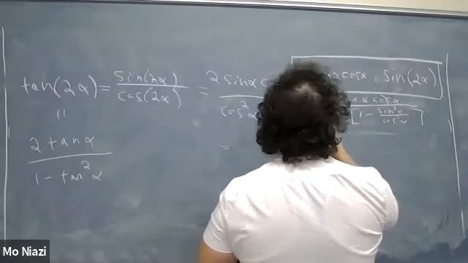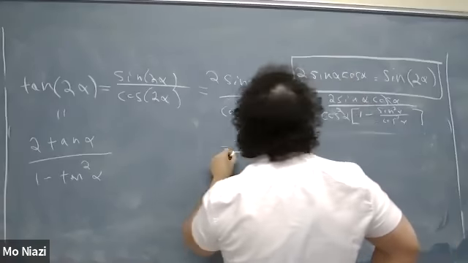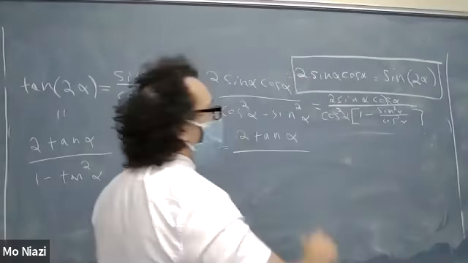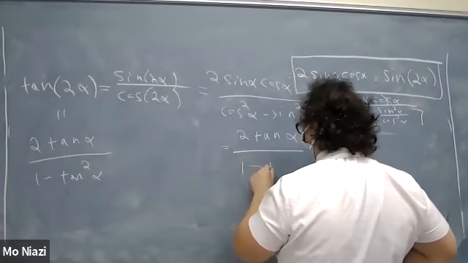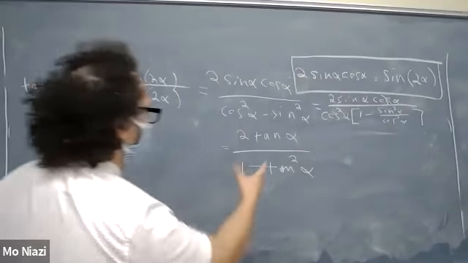2 tangent alpha. And then I have 1 minus sine squared alpha over cosine squared alpha. But that's just the tangent. 1 minus a tangent squared alpha. Oh, boom, boom.